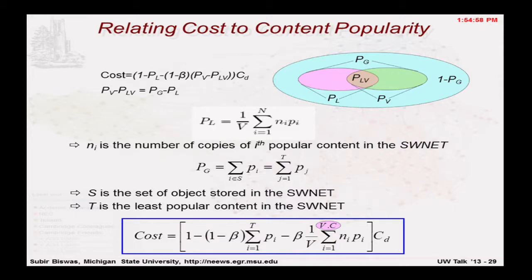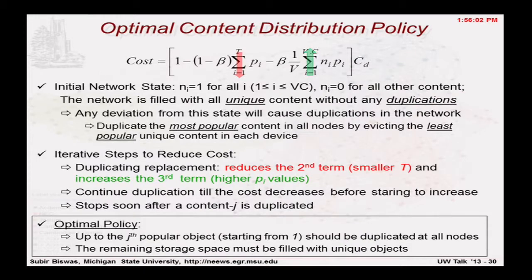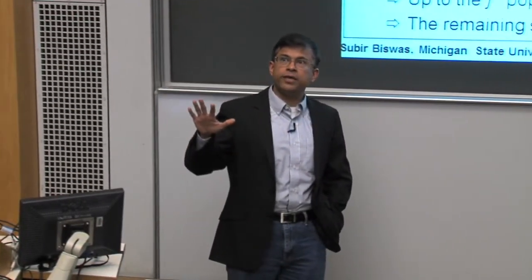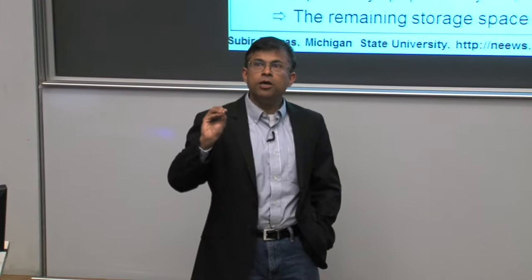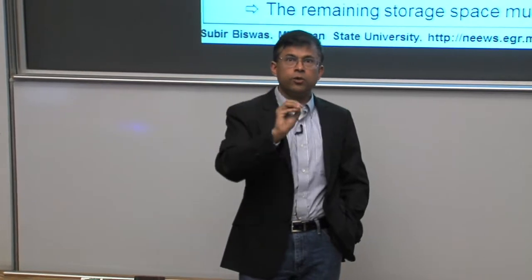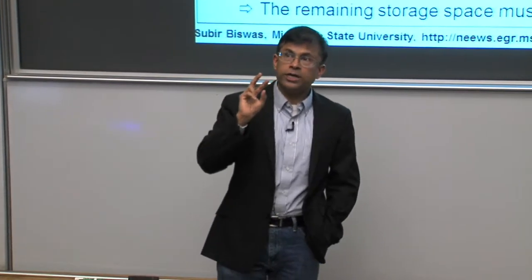Now it turns out that if I rewrite that expression for cost, there are two things that can happen. So think about the initial scenario in which we take the total storage space in a network and fill it with unique objects. In other words, there is no duplication in the network. So no two nodes or no two users in the network actually have the same content duplicated.